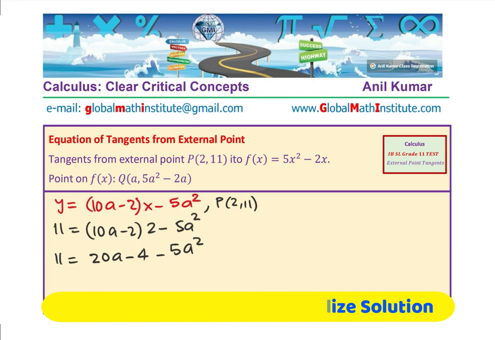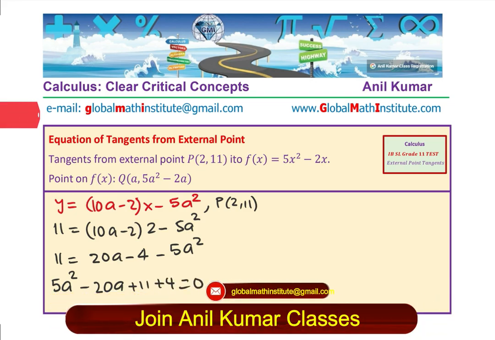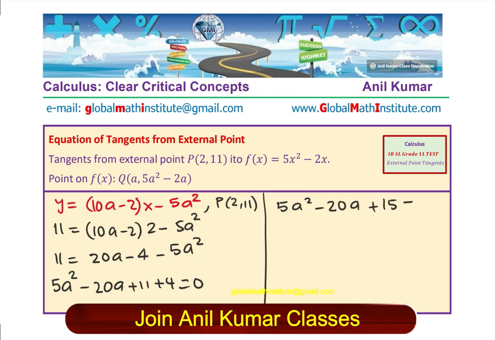Do you see that? Bringing all the terms to the left side, we get 5a square positive minus 20a, right? And 11 will add 4 to it, right? Equals 0. So we have our equation now, which is 5a square minus 20a plus 15 equals 0. Perfect. Now this is a quadratic equation, and that is why we can get two values of a.